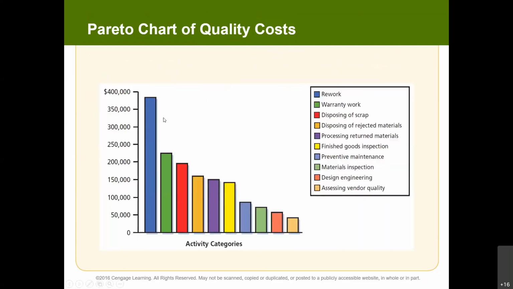We have a rework category, warranty work, disposing of scrap, disposing of rejected materials, processing return materials, finished goods inspections, preventative maintenance, materials inspection, design engineering, and assessing vendor quality. All of these costs are looked at by management in order to become more efficient through lean manufacturing. And so the more I'm able to control these costs, the better it is. So managers look at these types of charts in order to control their quality costs.